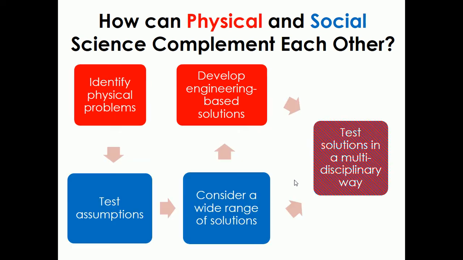Something which might be a bit better, and this is a form for a project I'm currently developing with the EPSRC, is to try and have physical and social science working together in a more iterative way. Due to the constraints of PowerPoint, we've got the arrows going between these things. These really should be double-sided arrows, I suppose. Here's where you might identify a physical problem. Let's say it was surface water runoff again, and then rather than going straight to the stage of developing your engineering-based solutions, you test some assumptions.